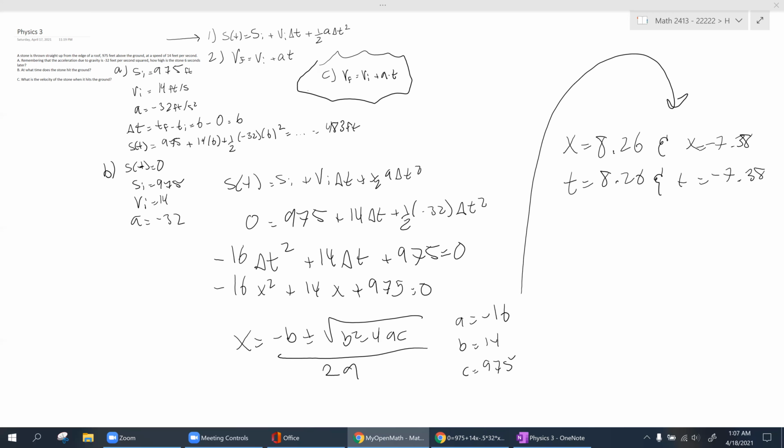Which one can you use and which one can you not use, and why? Can I use that one? You can only use positive time. So this here would be the time function. At this given time, the ball hits the ground.